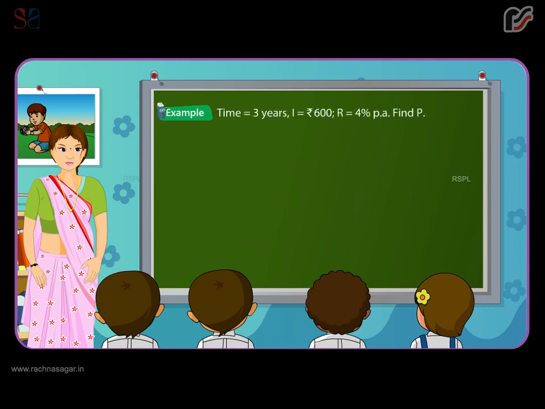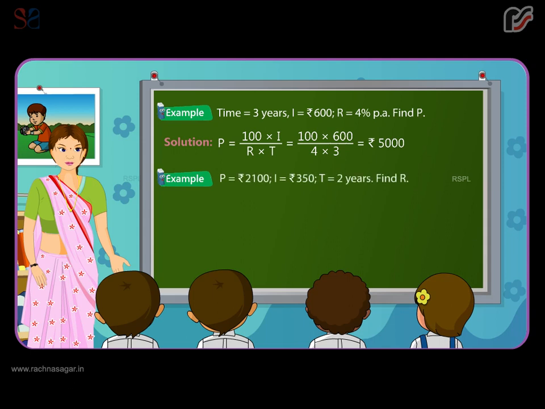Example, time is equal to 3 years, I is equal to 600 rupees, R is equal to 4% per annum, find P. Solution, P is equal to 100 into I upon R into T is equal to 100 into 600 upon 4 into 3 is equal to 5,000 rupees.